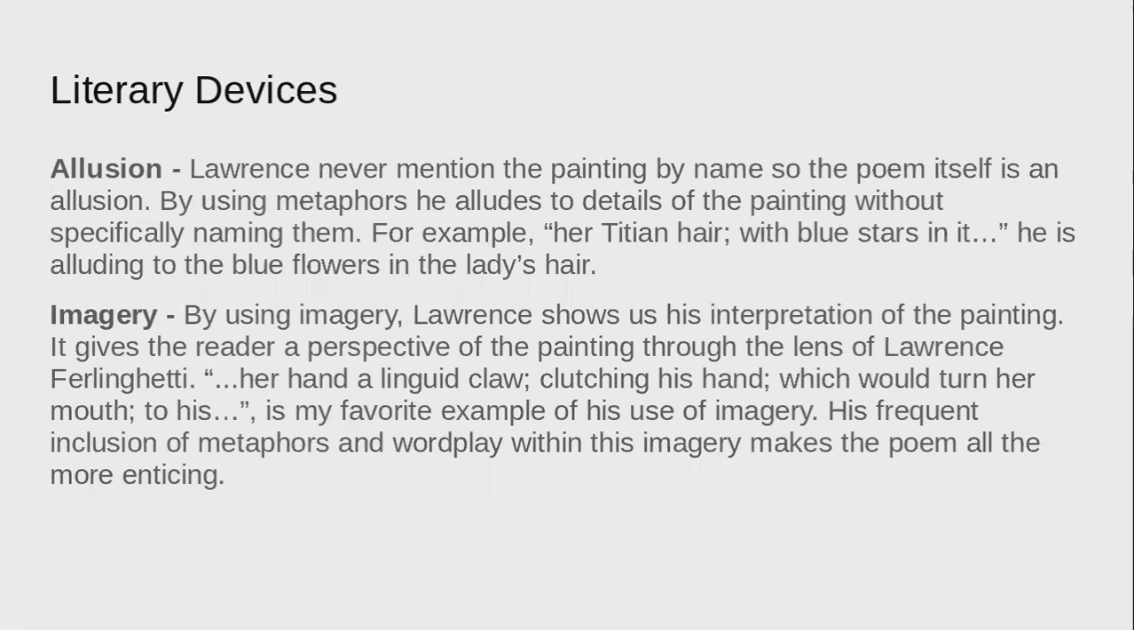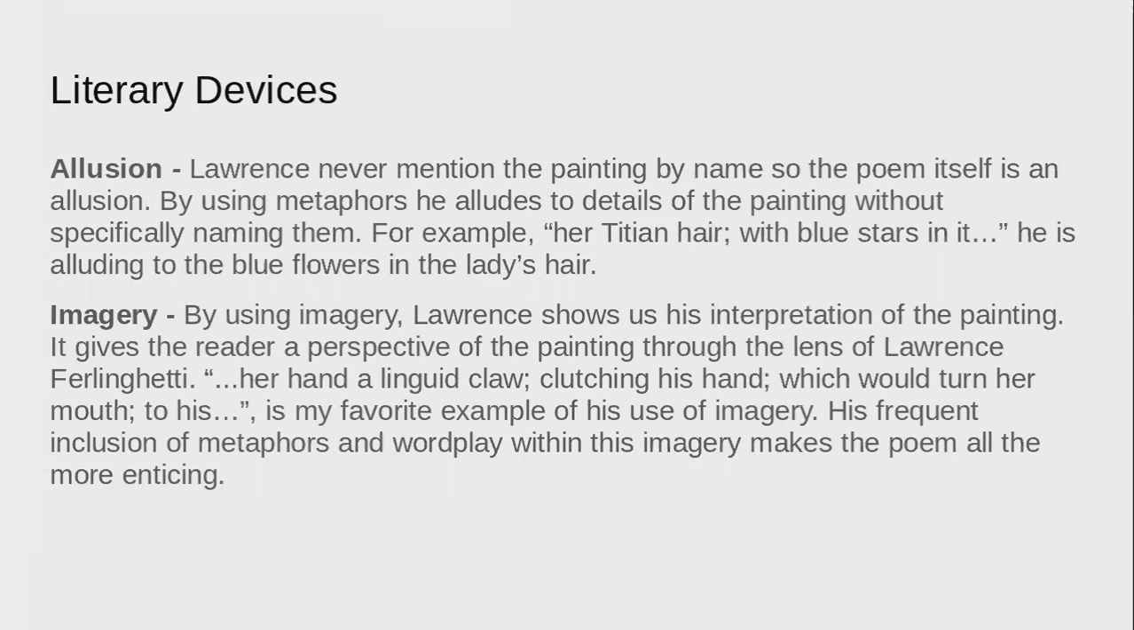Another literary device he used was allusions. Lawrence never mentioned the painting by name, so the whole poem itself is an allusion. By using metaphors, he alludes to details of the painting without specifically mentioning them. For example, her Titian hair with blue stars in it. He is alluding to the blue flowers in the lady's hair.